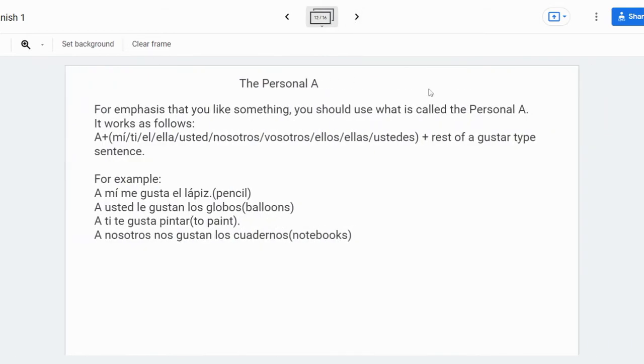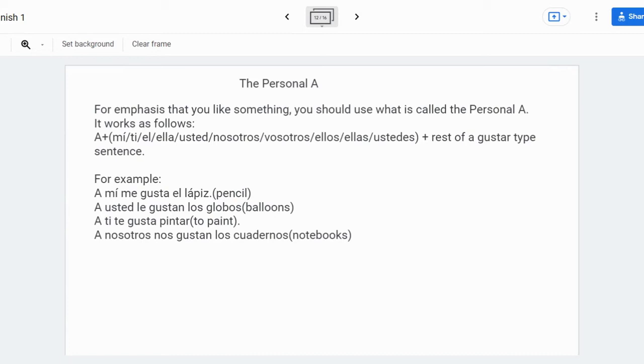Let's move on to something a little different. However, it's still related to gustar and encantar. For emphasis, or to clarify who likes something, you should use what is called a personal a. It works as follows. You would use a plus mí, ti, él, ella, usted, nosotros, vosotros, ellos, ellas, ustedes. Again, you can notice that these are very similar to the conjugations. However, mí and ti are a little different. And don't forget the accent on mí.